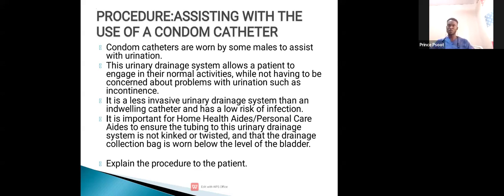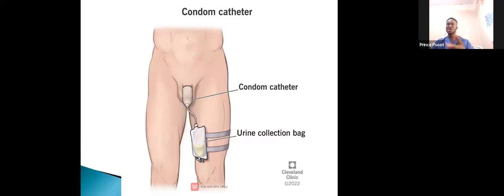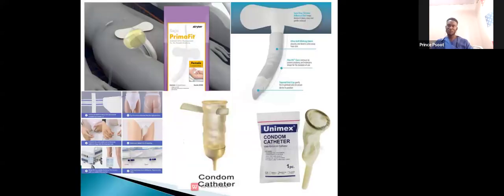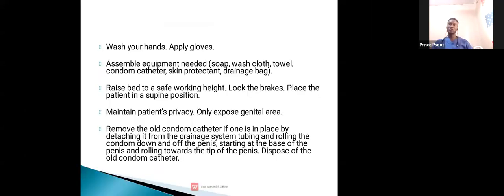risk of infection. It's important for home health care personal care aides to ensure the tubing of this urinary drainage system is not kinked or twisted, and that the drainage collection bag is worn below the level of the bladder. Then explain the procedure to the patient. And this is an example of a condom catheter and the urinary bag for a male, and that's for a female there. So how do you do it?